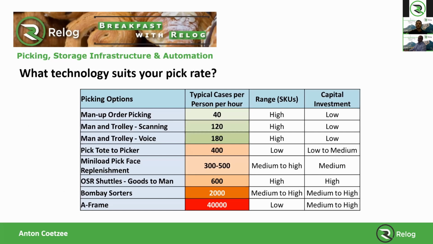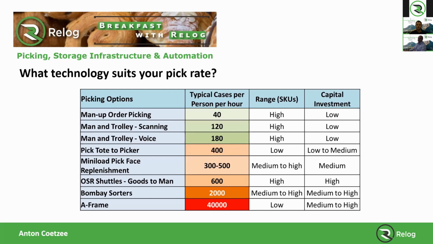So there are endless variations and options on picking methods, which we don't have time to go into too much detail, but the table that I've given you just gives you some idea of pick rates that can be achieved for different picking technologies. We're talking about man-up order picking, man in trolley, scanning voice, pick-to-tote orders, shuttles, Bombay sorters, A-frames, and we can go from as little as 50 cases or units per hour up to 40,000 units per hour.